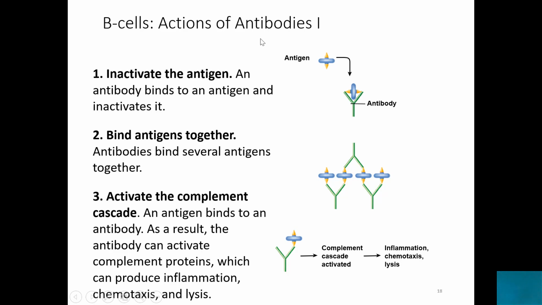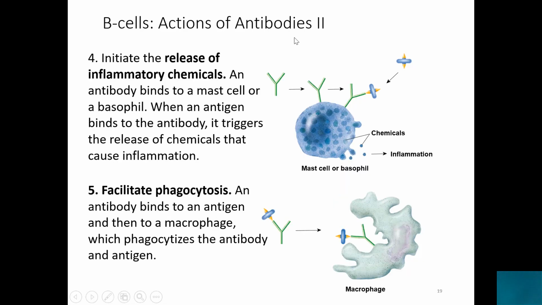Actions of antibodies. A few more details about how they work. So you already know that they inactivate the antigen by binding to it. The antibody binds to the antigen. Right now, the antigen cannot move freely anymore. Next, several antibodies bind several antigens together. Now they are even more immobilized. But that's not it. That antibody-antigen complex can activate complement cascades, those complement proteins that cause inflammation, chemotaxis, and lysis, all those mechanisms that we talked about in the Immune System 1 chapter.